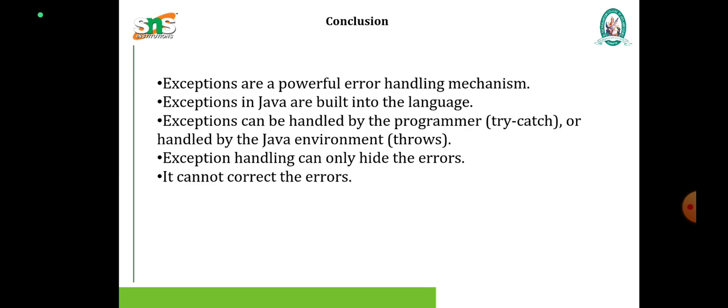Conclusion. Exceptions are always a powerful error handling mechanism. Exceptions in Java are built into the language. Exceptions can be handled by the programmer using try catch, or handled by the Java environment by throws. Exception handling can only hide the errors. It cannot correct the errors.